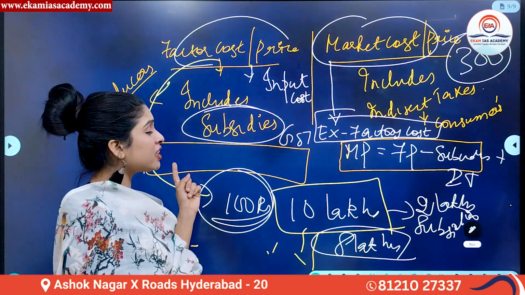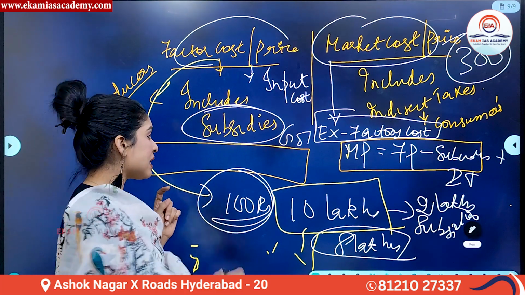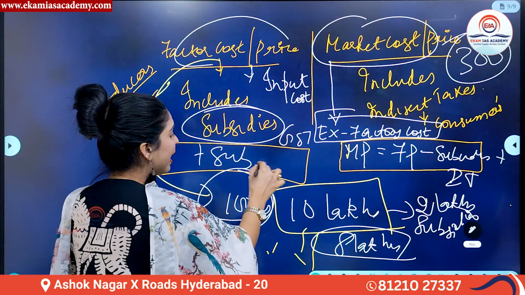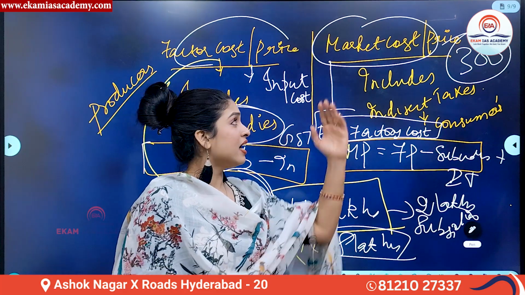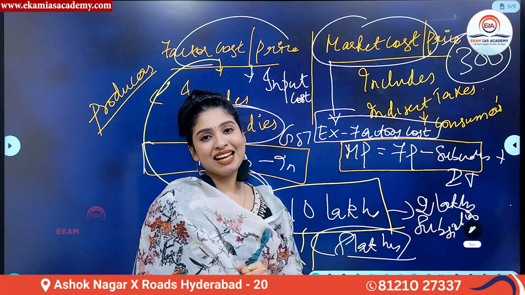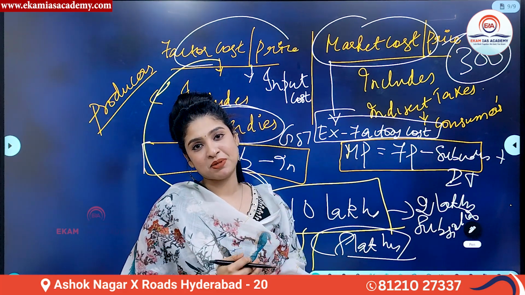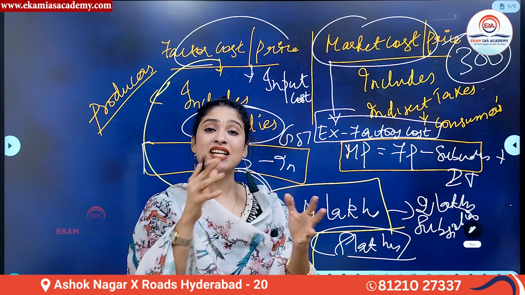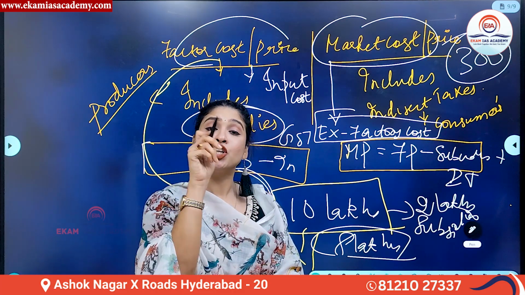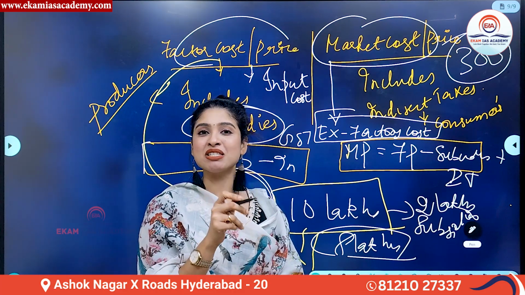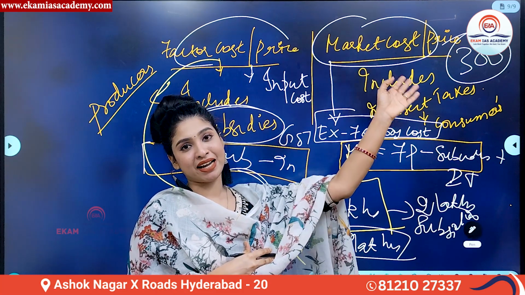Whereas in factor cost, what happens? You will add subsidies and you will subtract indirect taxes. In market cost, you will add the indirect taxes and subtract the subsidies. These are the major points of difference that you need to keep in mind while you study factor cost and market cost.